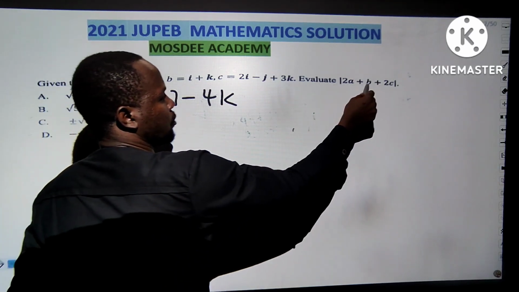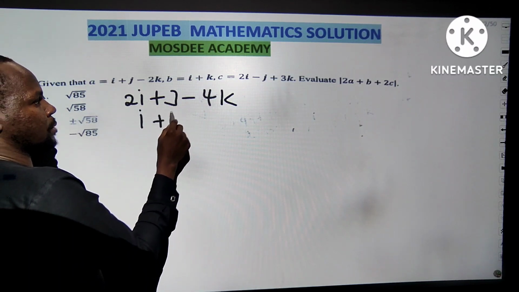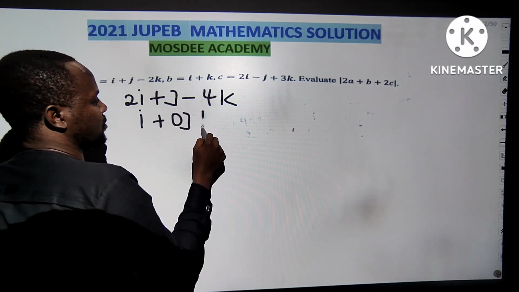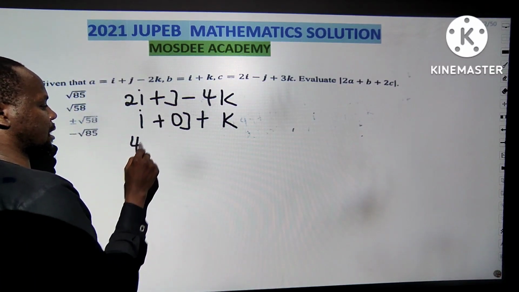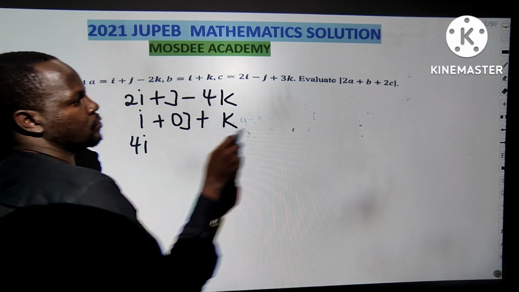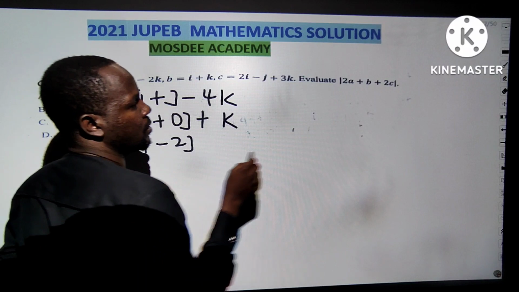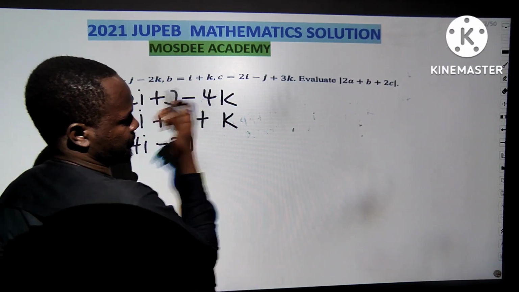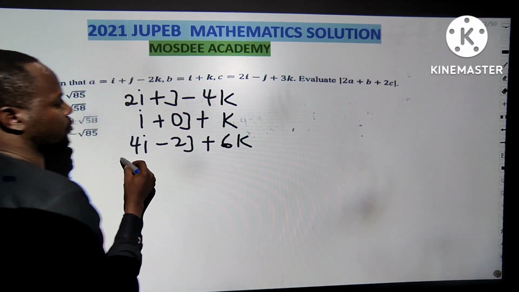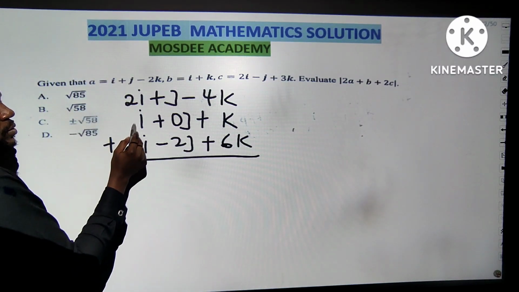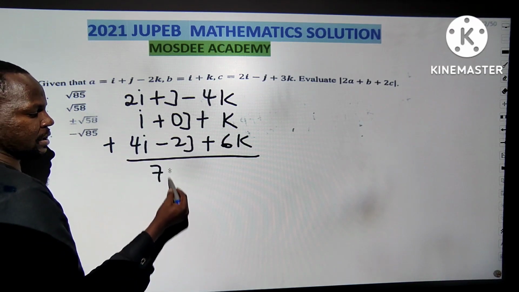I'm doing 2A plus B. What is B? i plus k. You don't get j, so I'm writing 0j plus k. Then plus 2C: 2 times 2i is 4i, then 2 times minus j is minus 2j, and 2 times 3k is plus 6k. So what are we looking for? We are looking for the addition of the three. 2 plus 1 is 3, 3 plus 4 is 7i.